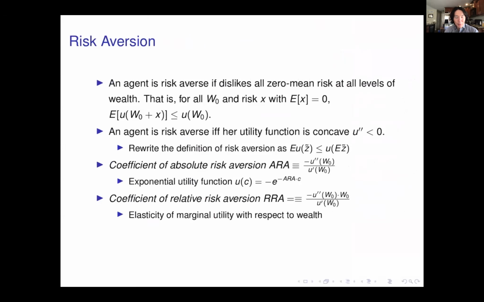Now, let's talk about risk aversion. An agent is risk averse if the agent dislikes all zero mean risk at all levels of wealth. That is, for all levels of wealth W0 and risk X. When I say risk, it's a random variable. X is random. So it's going to be realized based on, so there's a mean. On average, it's going to be E of X. But the realization is somewhere here.